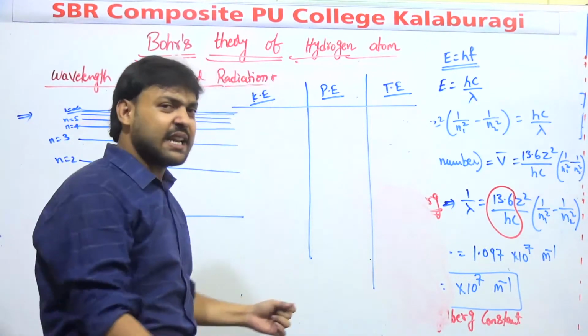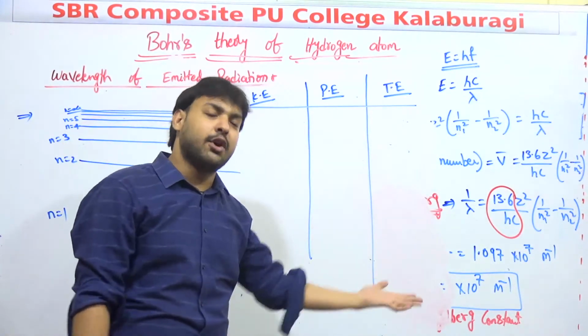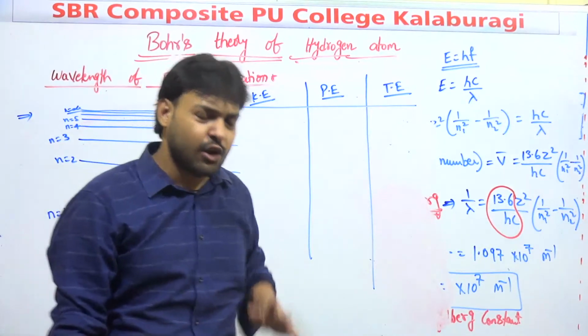We'll continue in the next class about the spectral lines and the disadvantages of the Bohr and de Broglie hypothesis, and we'll close the topic.